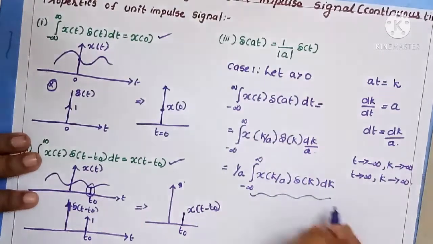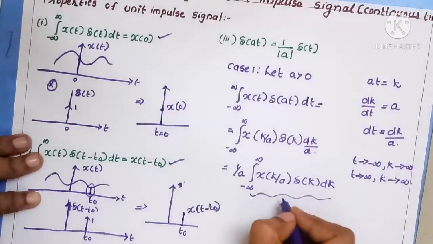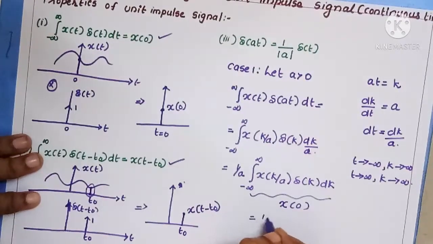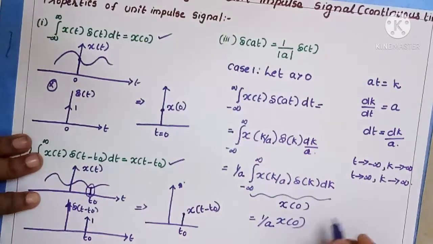Apply the first property. What is the value by the first property? It can be written as x of 0. So it can be written as 1 by a x of 0. So this is our equation number 1.